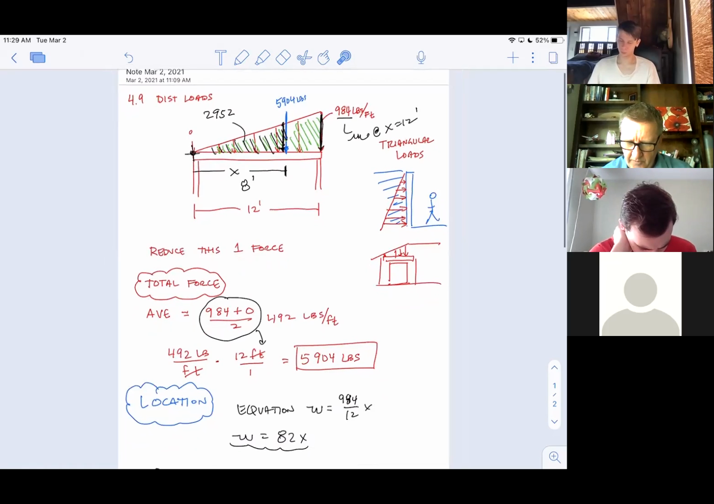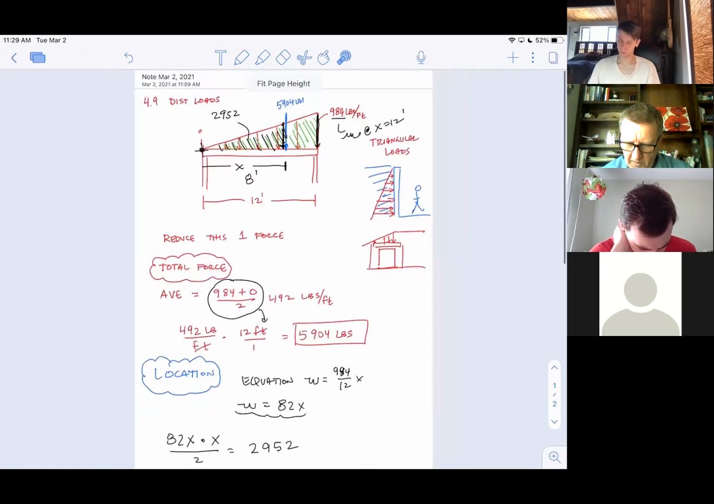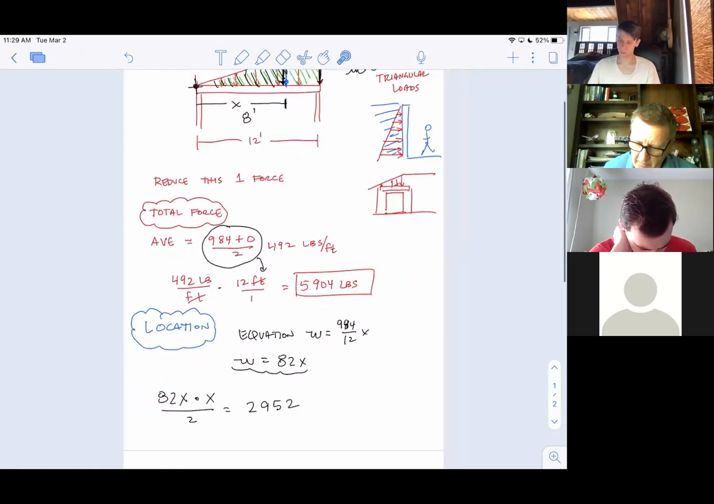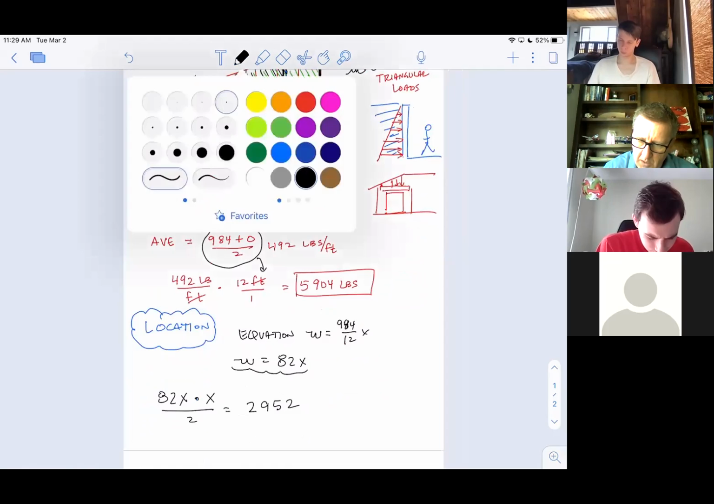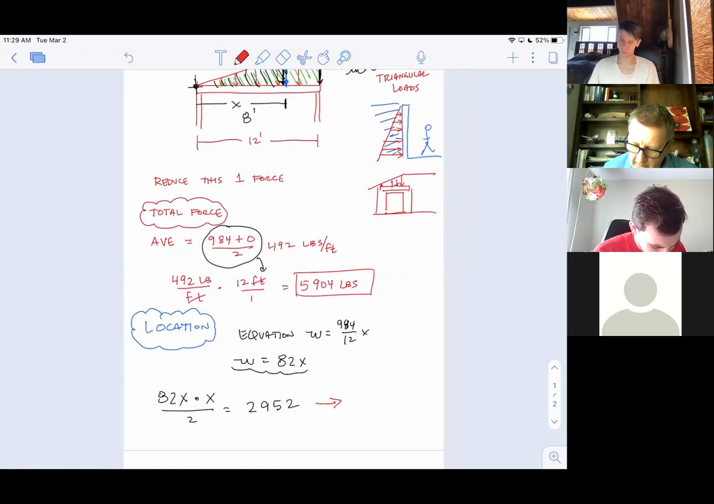But I'm just troubled. Why wouldn't this work? So let me write this down. This would imply that X is, so I'm going to multiply by 2, divide by 82, take the square root. X is 8.485. But that's not true.